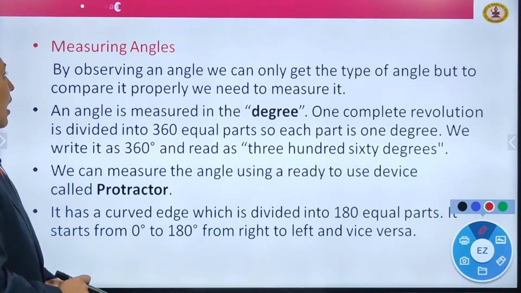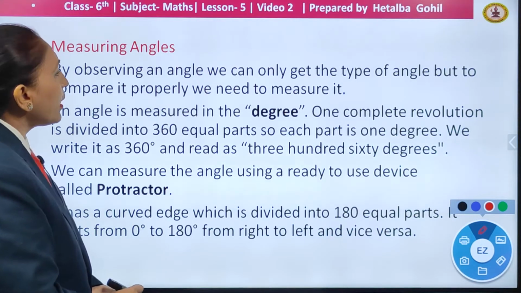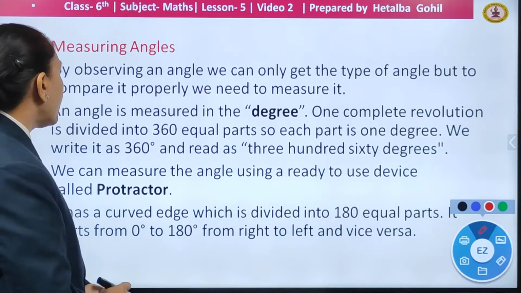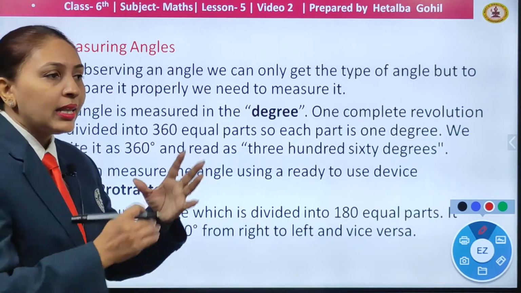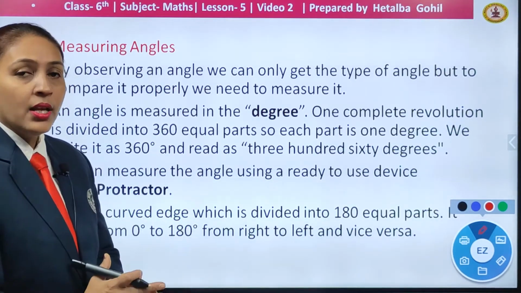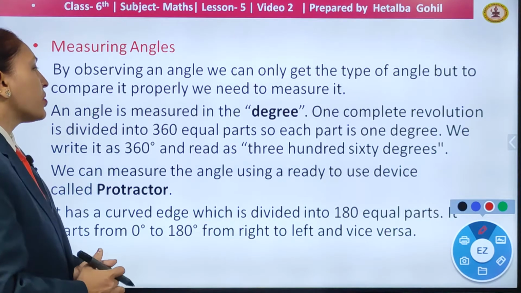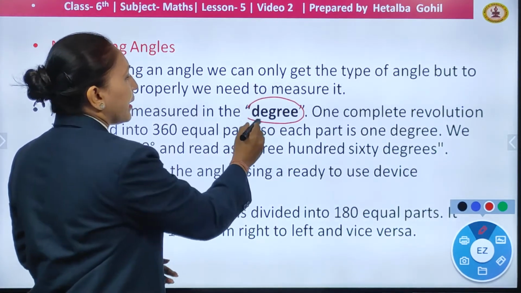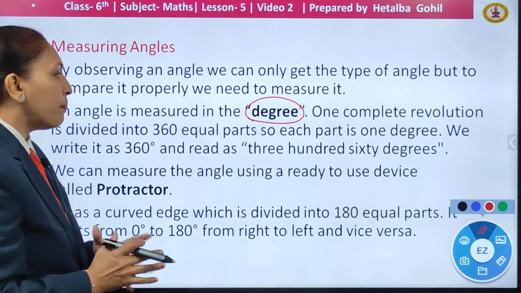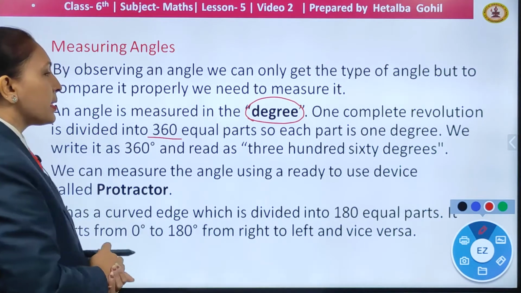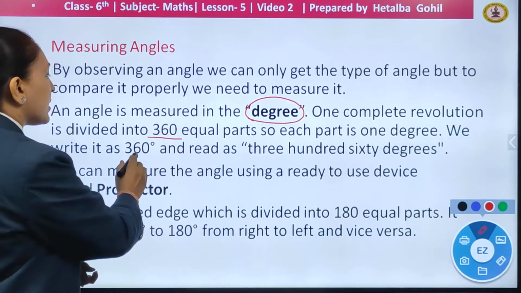Now, how do we measure angles? By observing an angle, we can only get the type of angle, but to compare it properly, we need to measure it. Only by observing it, we cannot tell the measure of that particular angle. So for accurate comparison, we need to measure it. An angle is measured in degrees. One complete revolution is divided into 360 equal parts, so each part is 1 degree. We write it as 360 degrees.